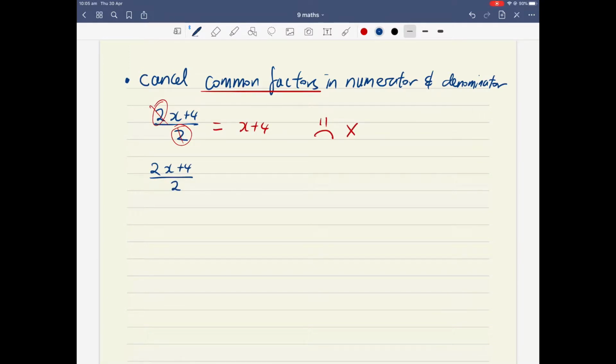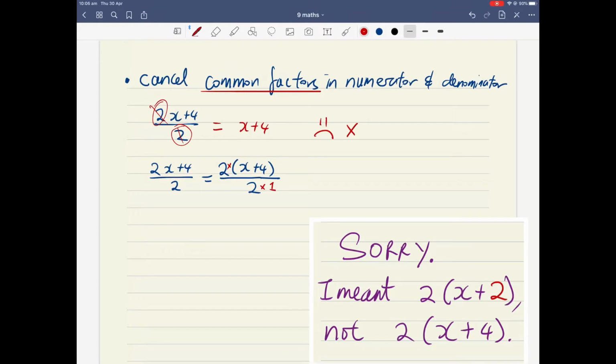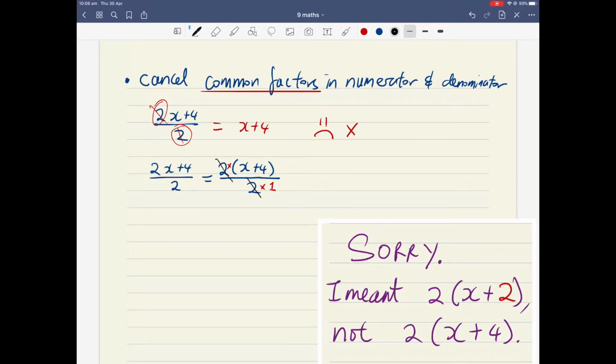What you would do instead, let's start off with 2x plus 4 over 2. You would have to factorize your top and bottom first so that you get your factors. So you get products, multiplication, then you can cancel any common factors in the top and bottom. So if we factorize the top, the numerator, you see that you have 2x and 4. Well, what's in common between 2x and 4? You can pull a common factor of 2 out, and then what's left over is x plus 2. So really you have 2 times (x plus 2), and then you have 2 times 1 on the bottom.